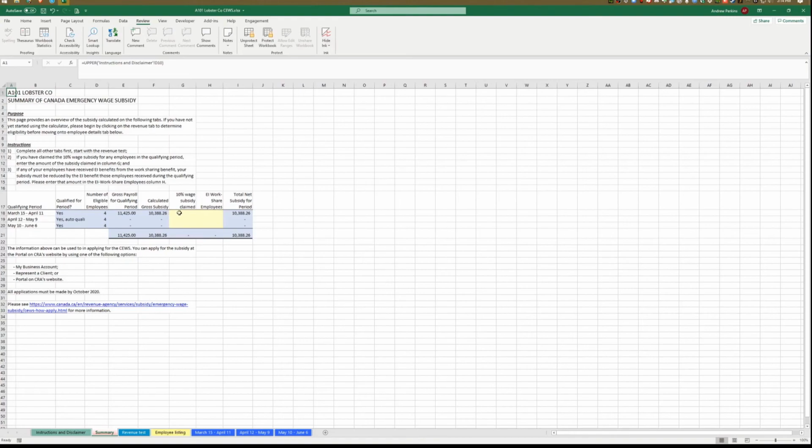Now, there are 2 different adjustments that can be made here. If A101 Lobster Co. had gone ahead and applied for the 10% wage subsidy, that does adjust the calculation, and we would need to make an appropriate adjustment here. So say, for example, if they had applied for the 10% wage subsidy for the month of March, and it was, just for argument's sake here, $1,000, you would put $1,000 in, and it reduces the net subsidy that the entity can anticipate receiving otherwise.